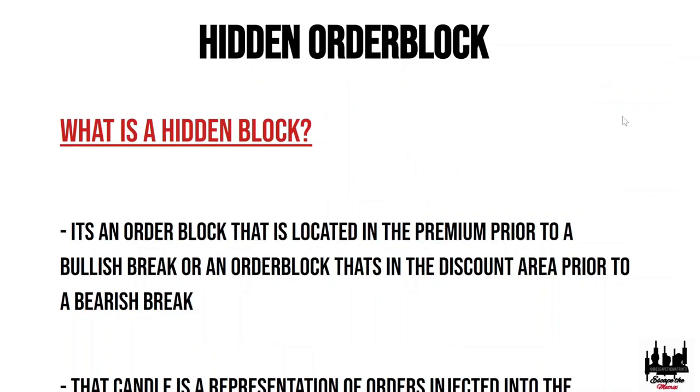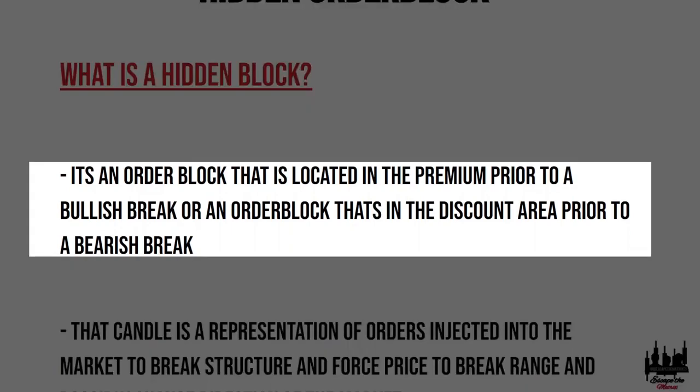Hello traders, in today's lesson we're going to cover what's a hidden order block. So what is a hidden order block? It's an order block that is located in the premium area prior to the bullish break, and it's an order block that is also located in the discount area prior to a bearish break.